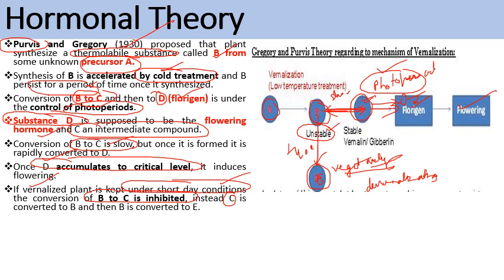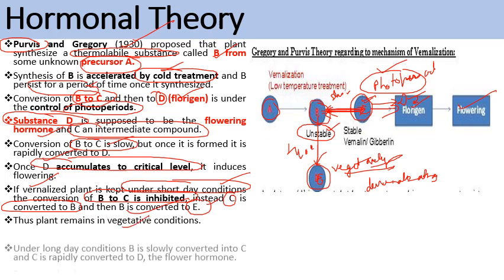Instead this C is converted back to B. So in this process, when short day conditions or high temperature are provided, the C form is converted back into B form, and then B is converted into E form, that shows the devernalization process. It means the plant will grow vegetatively. So thus the plant remains in vegetative condition.